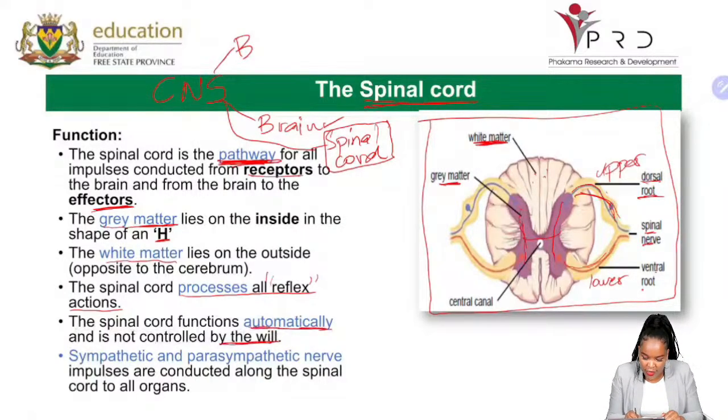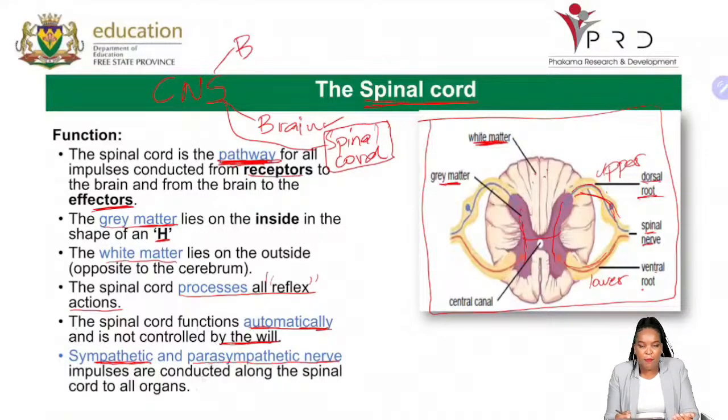It responds automatically by these two divisions, the sympathetic division and the parasympathetic division, or the sympathetic nerves and the parasympathetic nerves. These form part of the peripheral nervous system, which we did not talk about for now. Remember, we said we will talk about it later. So that is part of the PNS, peripheral nervous system. This is where impulses are conducted along the spinal cord to all organs.